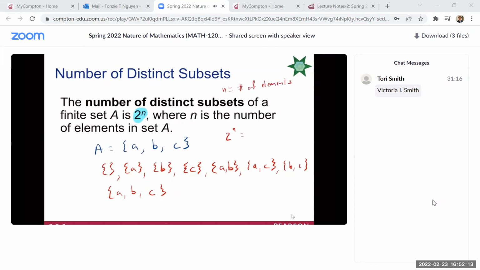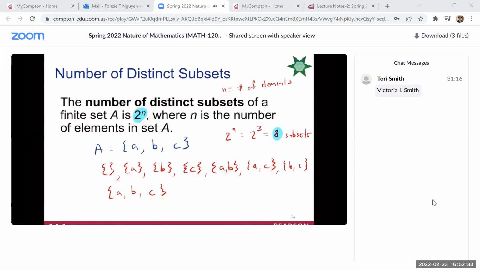So how many elements are there in the set, the original set? 3. So that would be 2 to the third power, which is 8. So there's 8 subsets. You can figure out how many subsets there are just by using the formula, or you can actually write them all out.